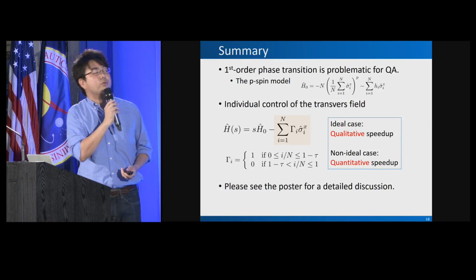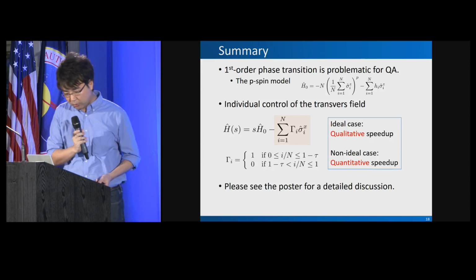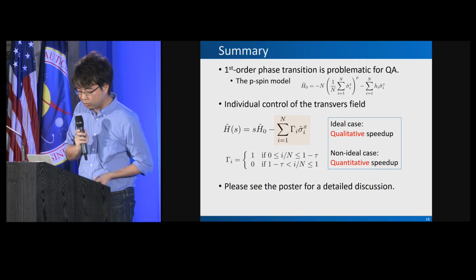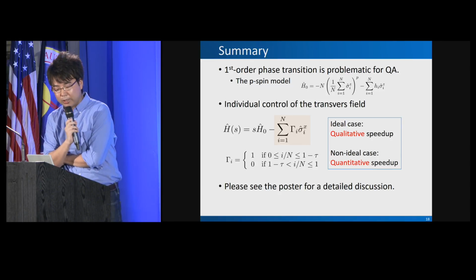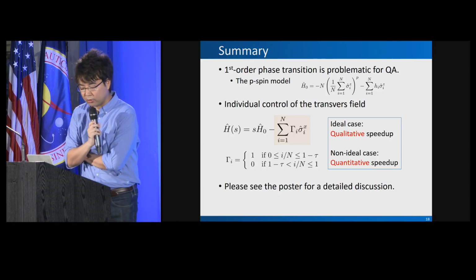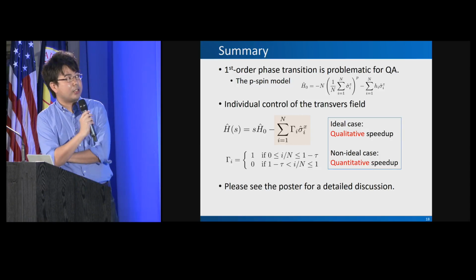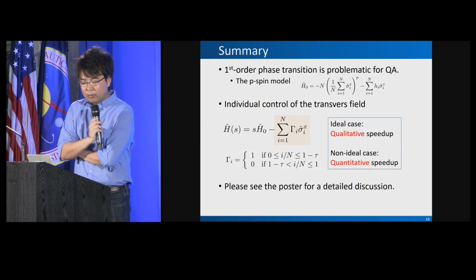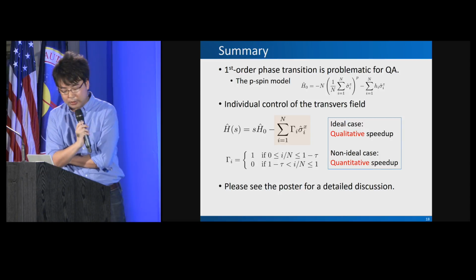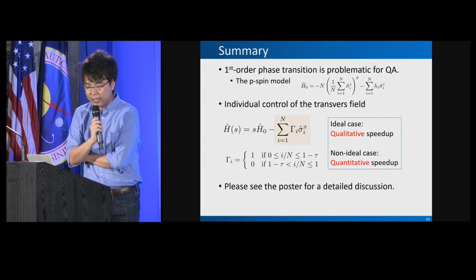So this slide is the summary. Here we show the individual contour of the transverse field. We can avoid the first order phase transition, which is problematic for quantum annealing. For the ideal case, we can expect a qualitative speed up. Even in the non-ideal case, we can expect a quantitative speed up.